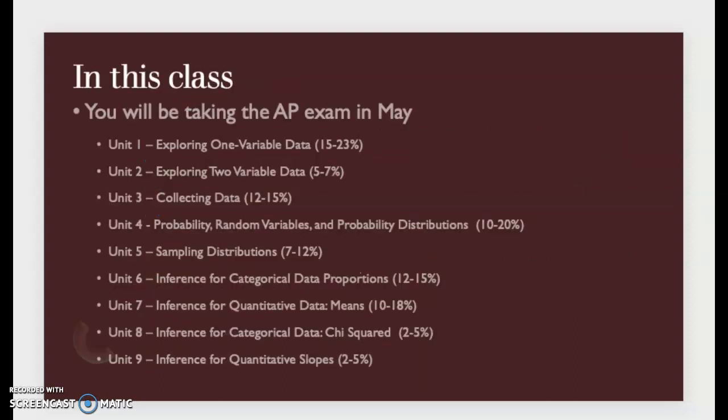So in this class, we're going to be covering 9 major topics that are going to be on the AP exam in May. You're going to be looking at exploring 1 variable data, 2 variable data, and some of this stuff is going to be slightly familiar from what you've learned in the past. And if you've taken a lot of AP exams or a lot of AP classes, then you're going to start to see a lot of concepts that overlap, which is really cool.